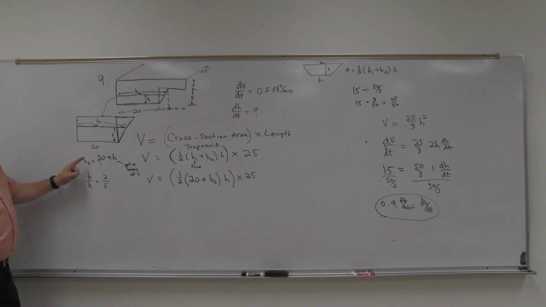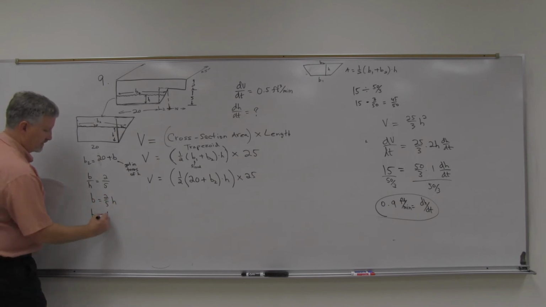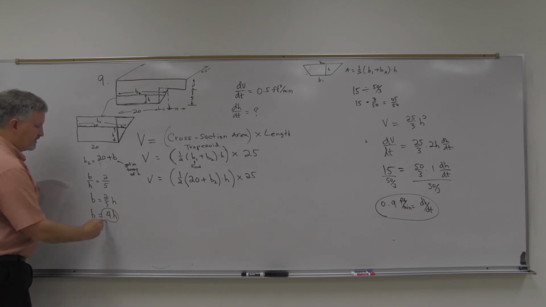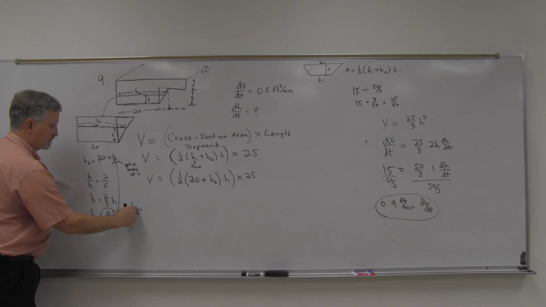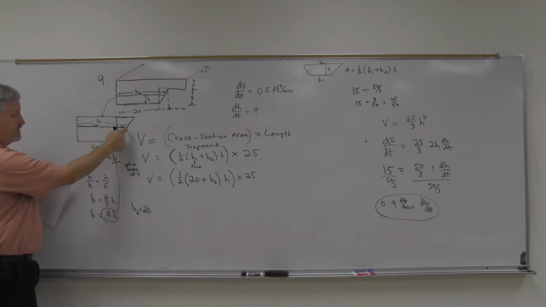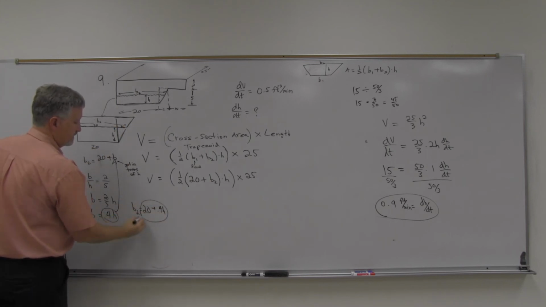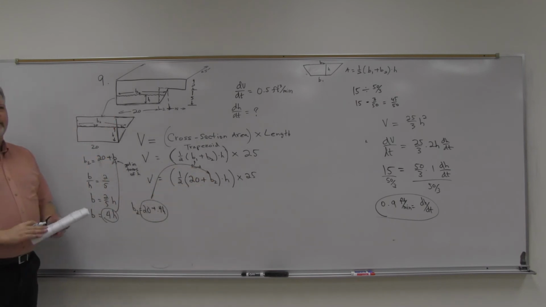So B2 is 20 plus little b, but I can get this little b in terms of h. Multiply both sides by h, and you get b is 2 fifths h, or let's call it 0.4 h. 2 divided by 5 is 0.4. And so B2 is 20 plus 0.4 h, and that's what I can plug in for my B2, because I don't want two variables on that side, I only want one variable. See where I got all that?